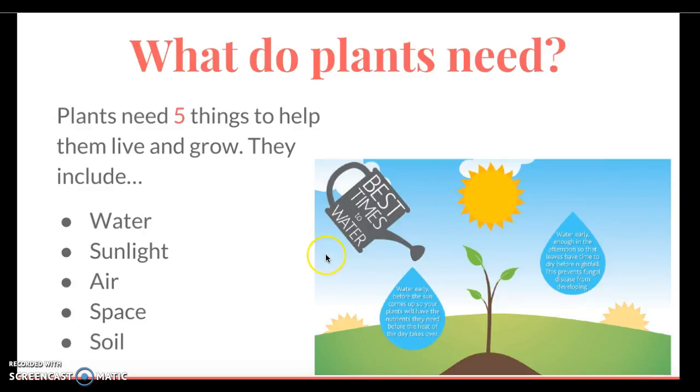In this picture that I've included on the right side of the slide, it says the best times to water plants. Water early before the sun comes up so your plants will have the nutrients they need before the heat of the day takes over. It also says water early enough in the afternoon so that leaves have time to dry before nightfall. This prevents fungal disease from developing. In the slides that are coming up, we're also going to be learning about what each of these 5 things does to help the plants live and grow.